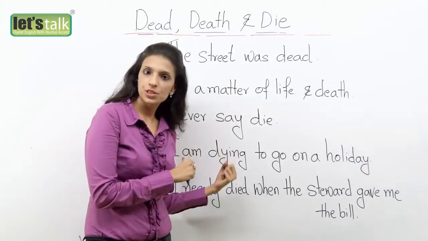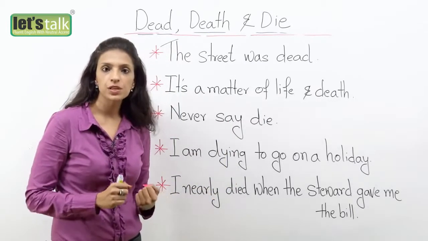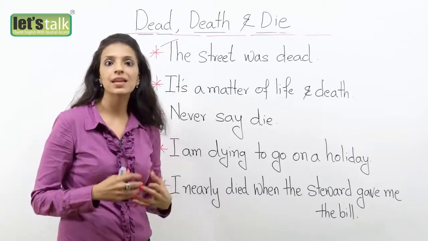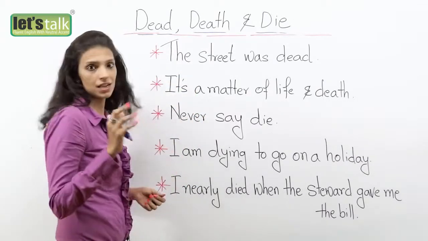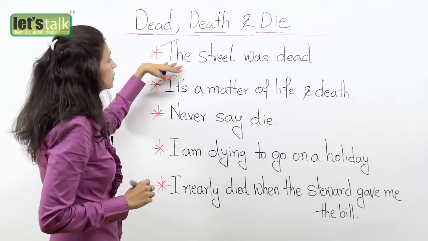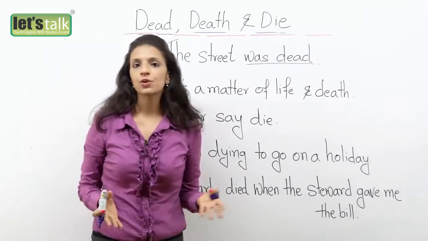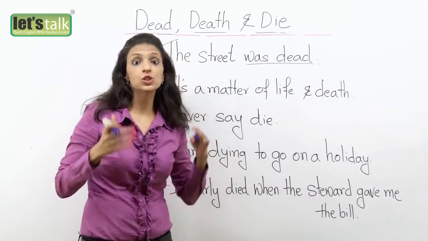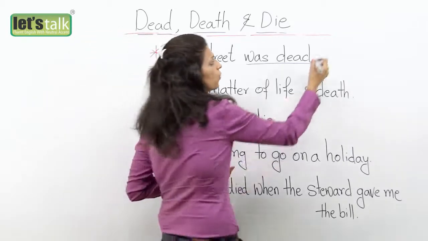Now, besides their original meaning, we use them figuratively. When I say figuratively, we use it in the sense when we do not mean actually die, dead or death. So let's see how we use it figuratively. The first one, the street was dead. Now when I say the street was dead, I do not mean that the street per se had no life. It means that there was no one around.